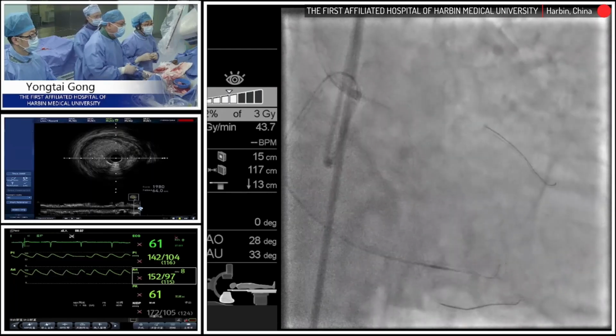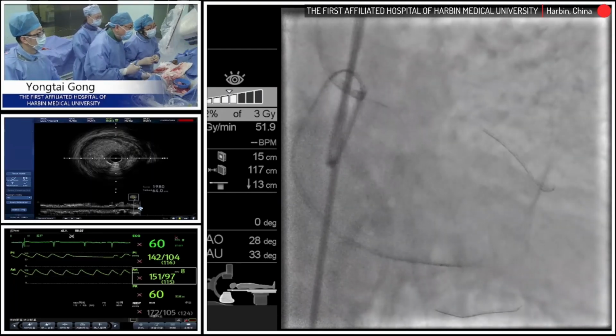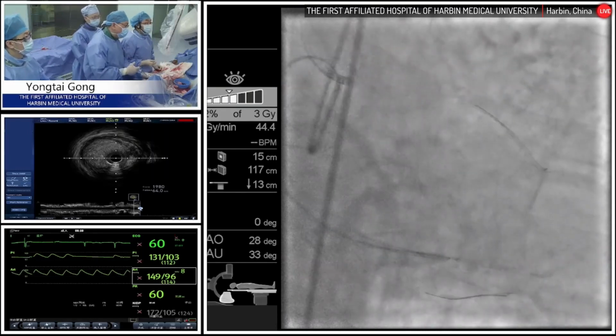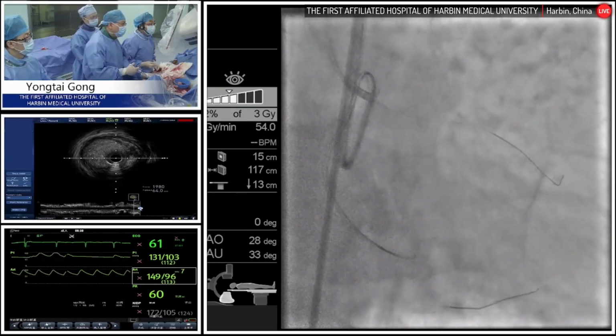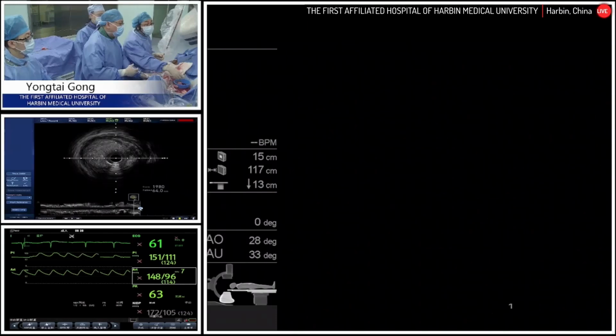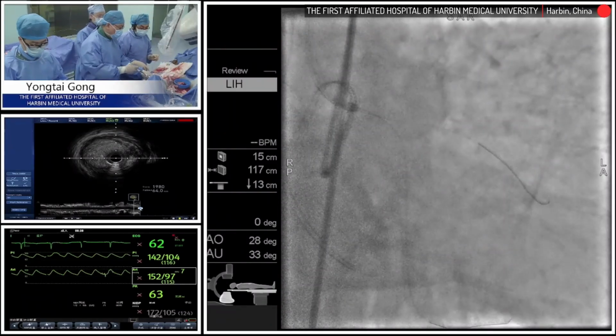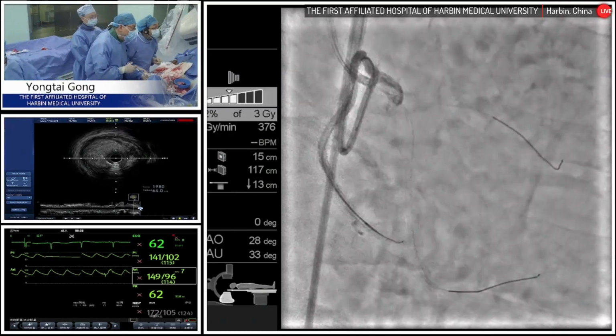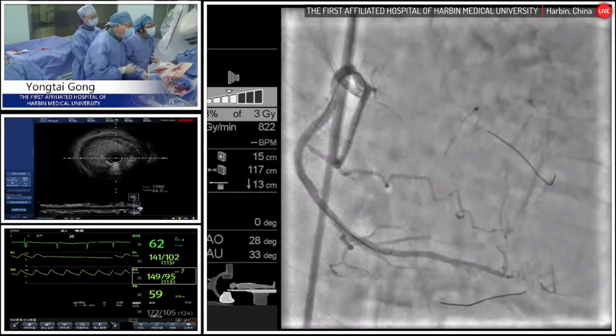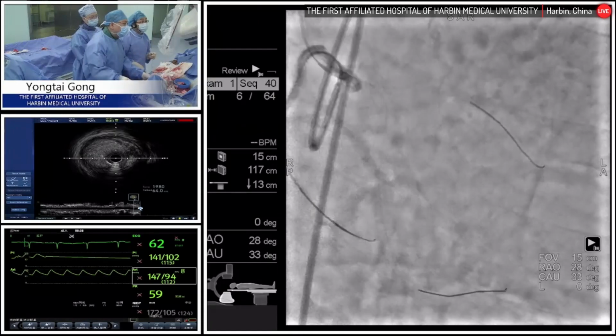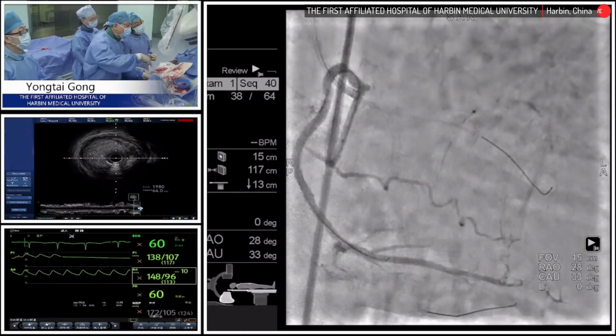Another very important thing in this case is that the selection of the good and right collateral flow from the RCA is of key importance in this patient, because we can see there are several collateral flows. However, we tried them one by one, but none of them currently seems to be the right connection.